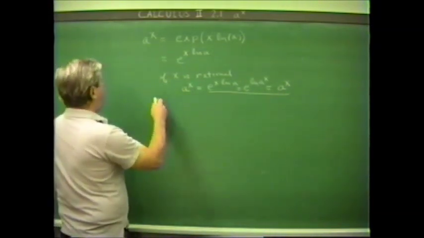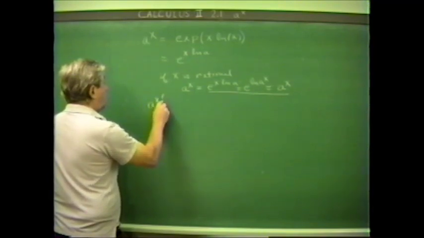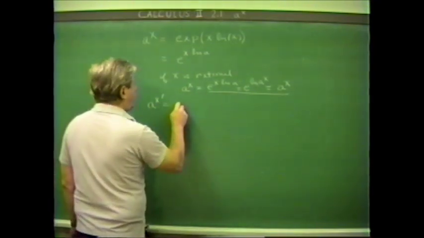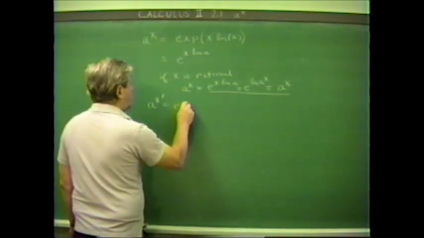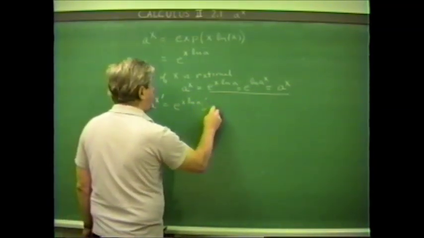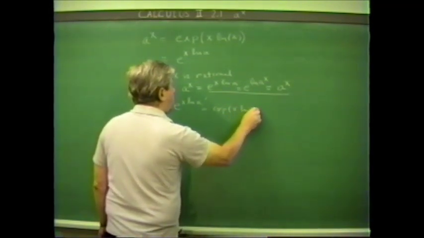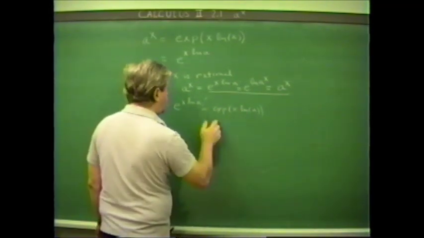Now, we want, of course, the derivative of a to the x. This is the derivative of e to the x log a. And now this is a composition. This is what? Exponent of x logarithm of a. So it's a composition of exponent with this.